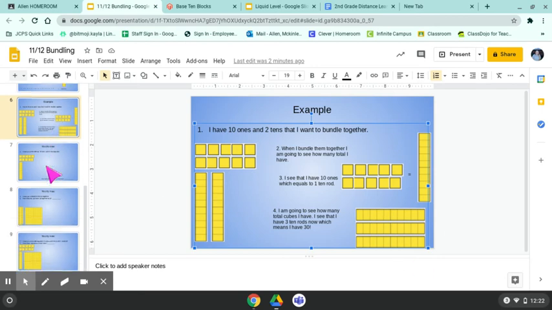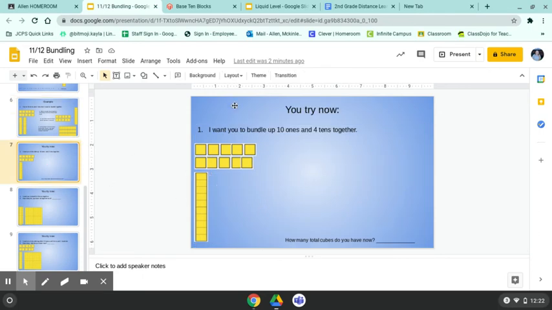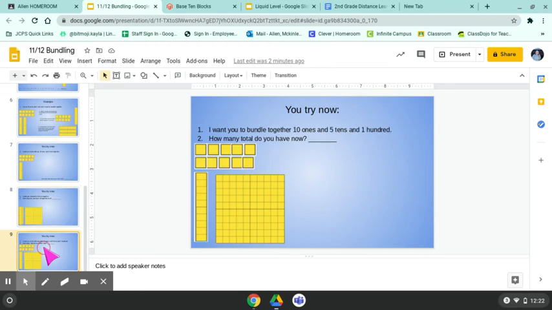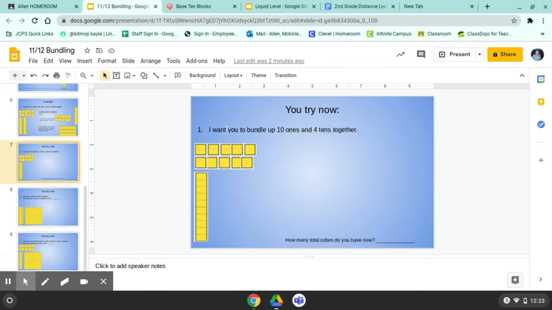Now, let's do one more together, okay? This is what your homework's going to look like, or your practice problems, where it says you try now. These are all ones that I want you to try, okay? This says I want you to bundle up 10 ones and 4 10s together. What you do, remember, okay, so it says 10 ones. Here's my 10 ones and 4 10s.